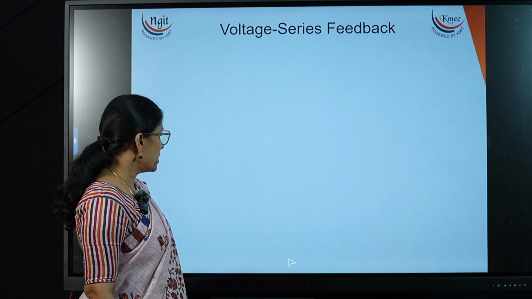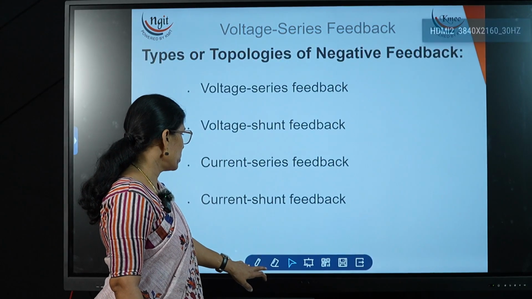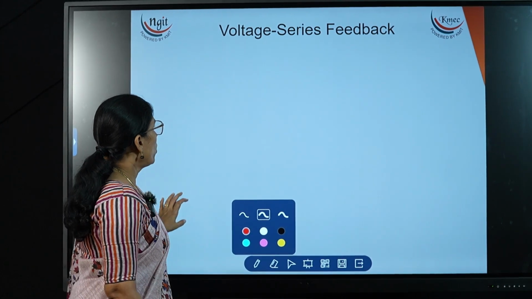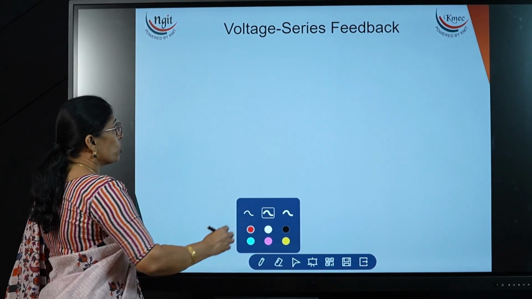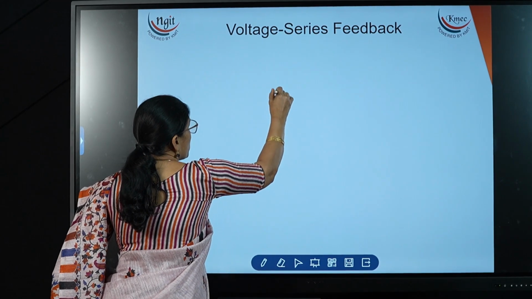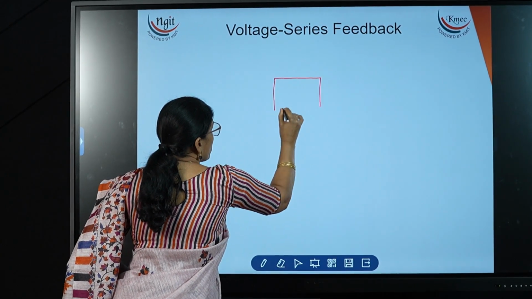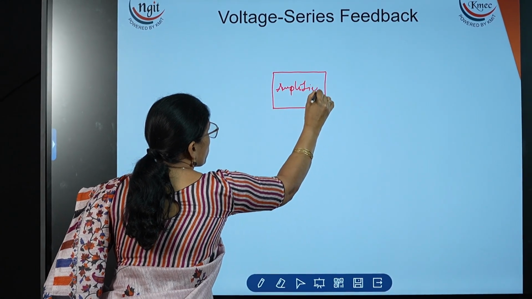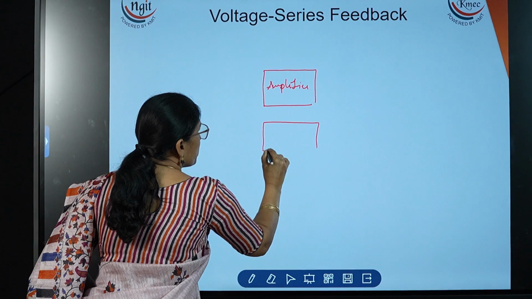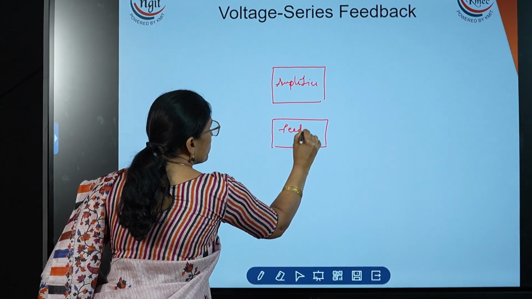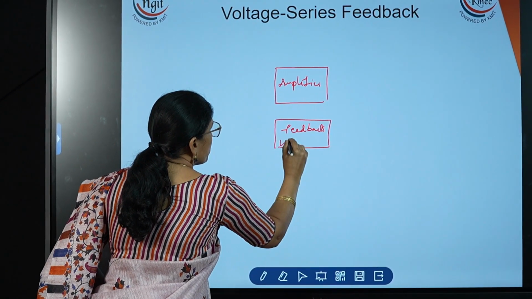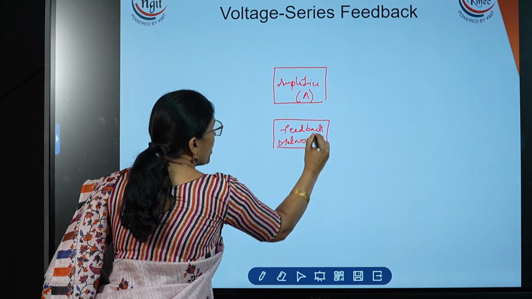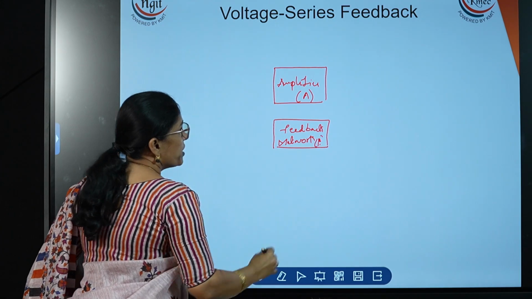Now, this is a voltage series feedback. How to draw the topology or diagram for this network? Already in the feedback amplifier, what are the 2 major important blocks? One is the amplifier circuit, and the next one is the feedback network. The amplifier has the gain A and the feedback network has the beta.